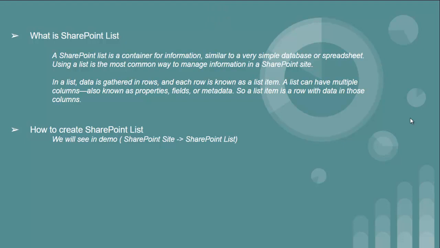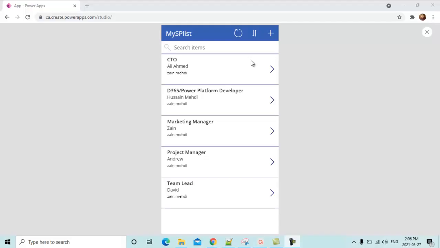Let me show you the screens first, what we will have at the end of the video, then we will start making the app. This is the app we will have at the end of the video. This is the browse screen. You can see your records over here, and these records are coming from a SharePoint List.